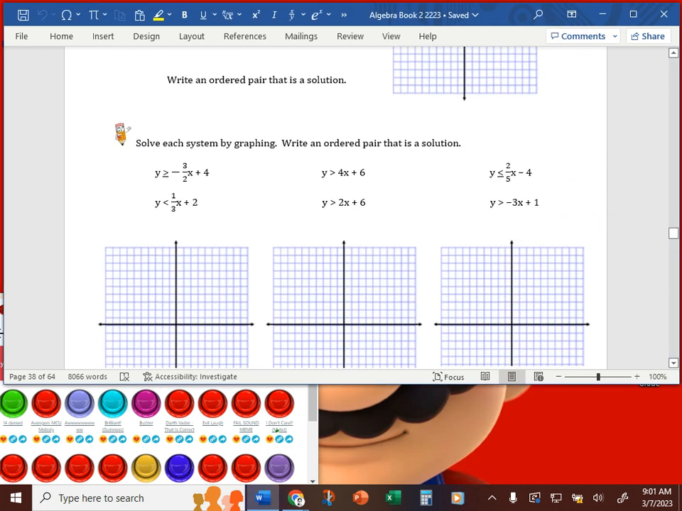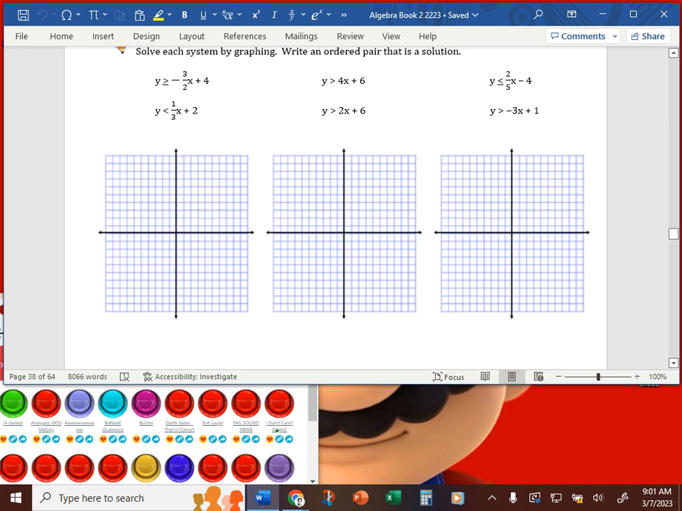Let's go down. Solve each system by graphing. Write an ordered pair that is a solution. y is greater than or equal to -3x plus 4. We'll do this one in green again. That's black. There we go. Is this going to be solid or dashed? Solid. Am I shading above or below the y-intercept, Cole? Above. Below? No, above. Above, right? That greater than or equal to symbol.